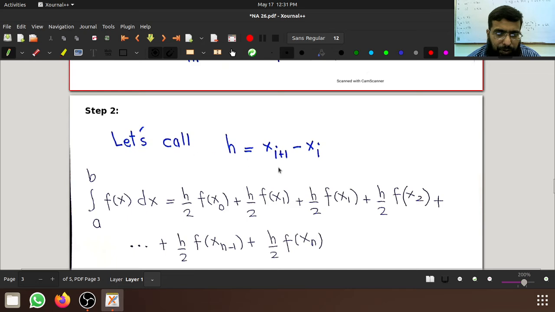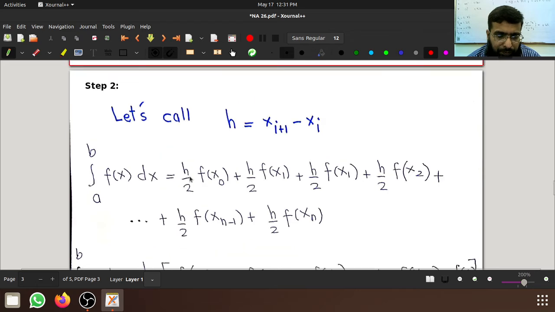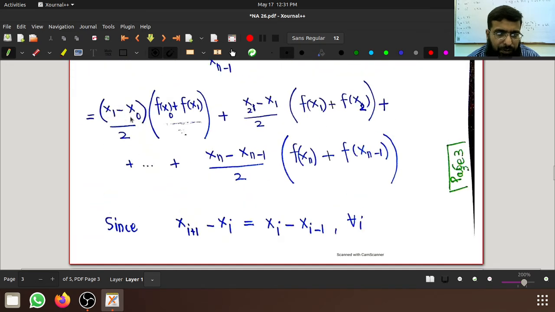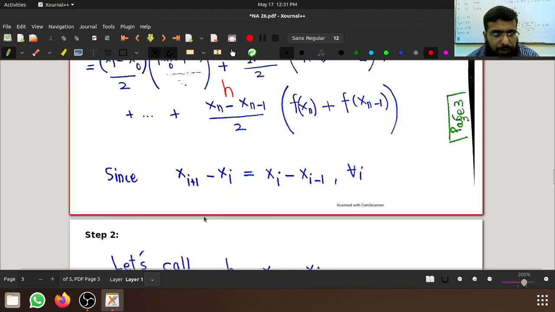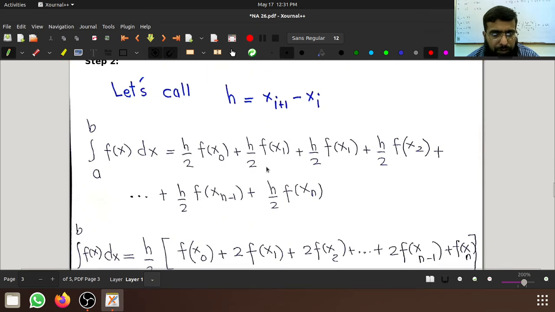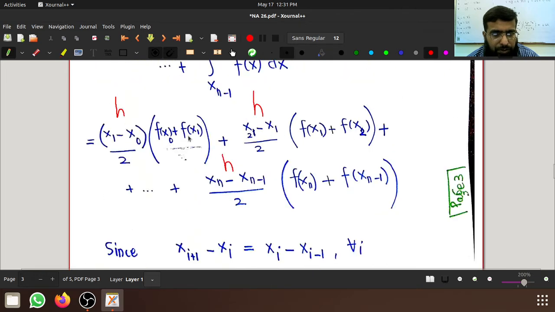So in step number 2, we'll call this h, xi plus 1 minus xi, and x1 minus x0 will be replaced with h. This will also be replaced with h. So this difference in all cases will be replaced with h. So that would be h by 2 f of x0 plus h by 2 f of x1, plus h by 2 f of x1 plus h by 2 f of x2, and so on, plus h by 2 f of xn minus 1 plus h by 2 f of xn.